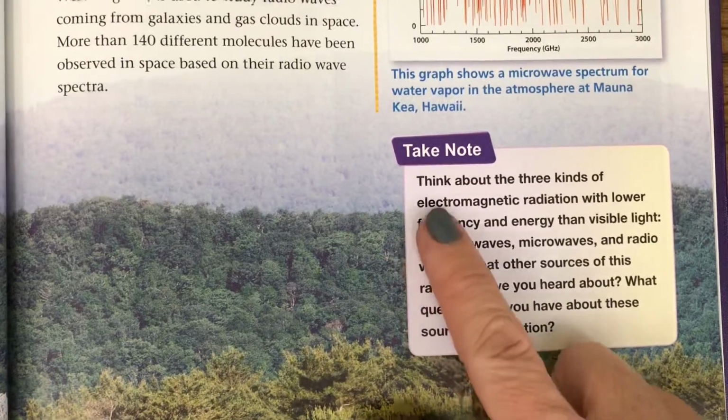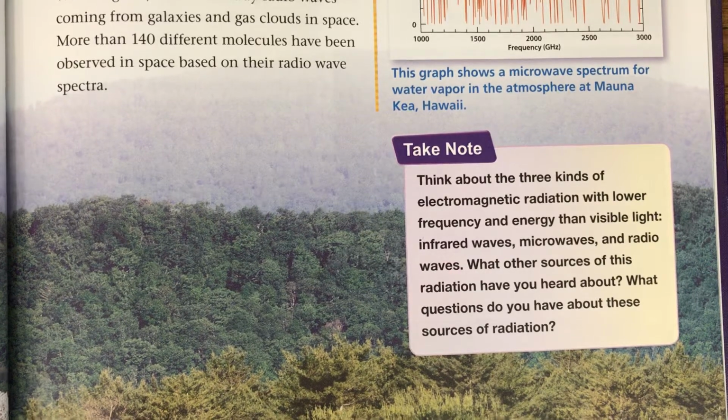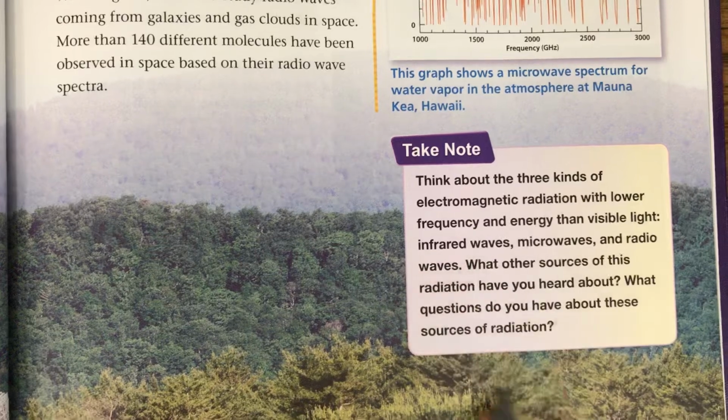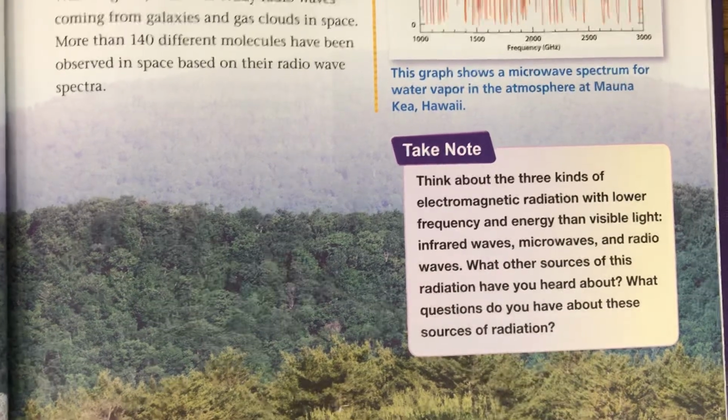Take note. Think about the three kinds of electromagnetic radiation with lower frequency and energy than visible light: infrared waves, microwaves, and radio waves. What other sources of this radiation have you heard about? What questions do you have about these sources of radiation?